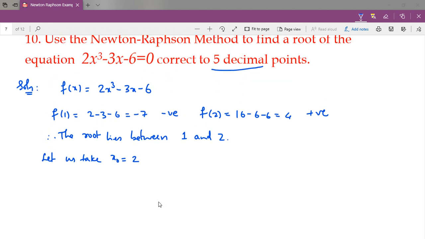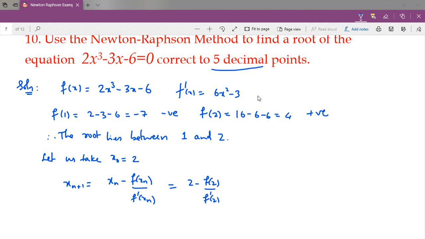And what is f dash of x from this f of x? So we have f dash of x, that is 6x square minus 3. So now we have taken x naught as 2. So let us go for the Newton-Raphson formula. Xn plus 1 is equal to xn minus f of xn divided by f dash of xn. So that is 2 minus f of 2 divided by f dash of 2.